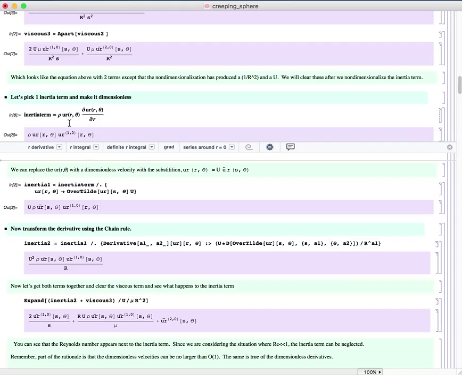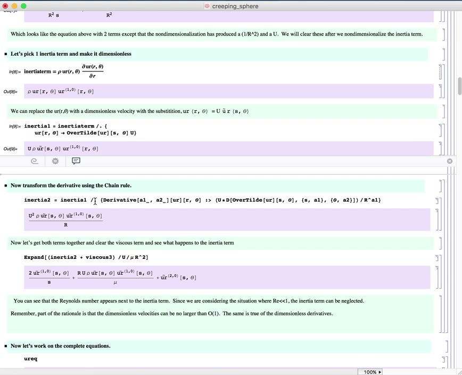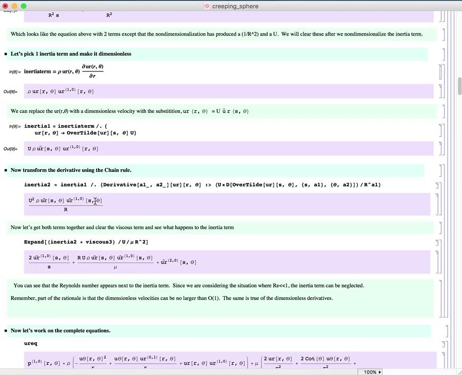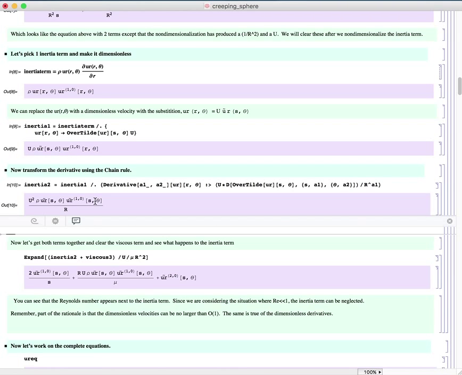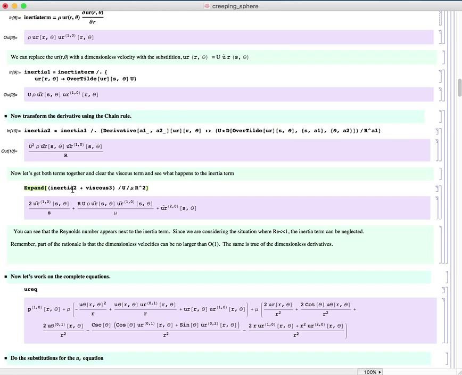I'm first getting rid of the original ur all by itself. There it goes. Then I use the chain rule to get rid of the ur that's got a derivative in it. I've now taken care of both the things. So now let's suppose that I just make an expression that has the inertia term and the viscous term in it, and I divide by u and divide by mu r squared.